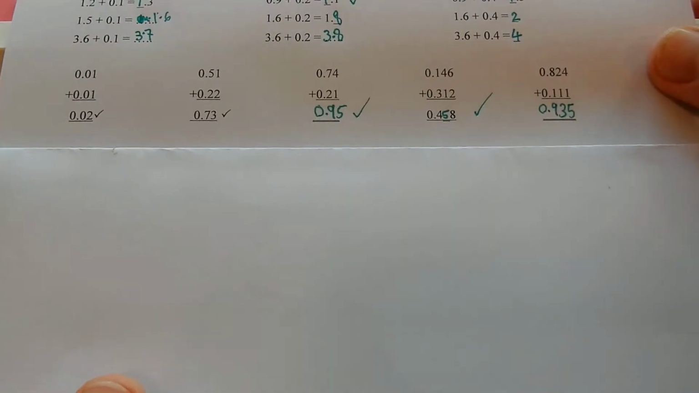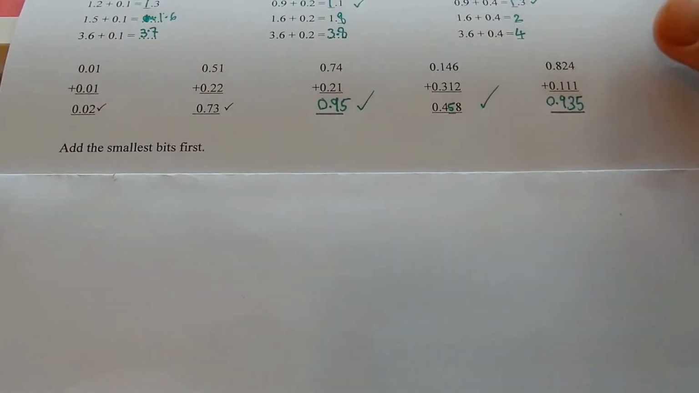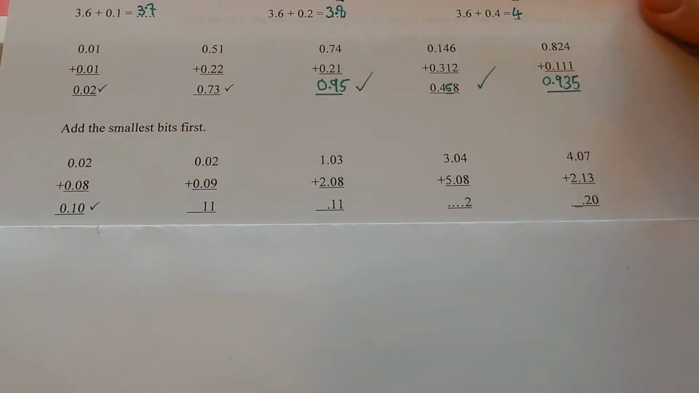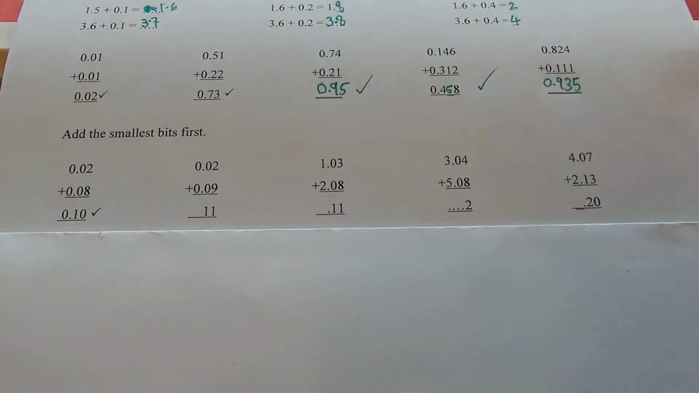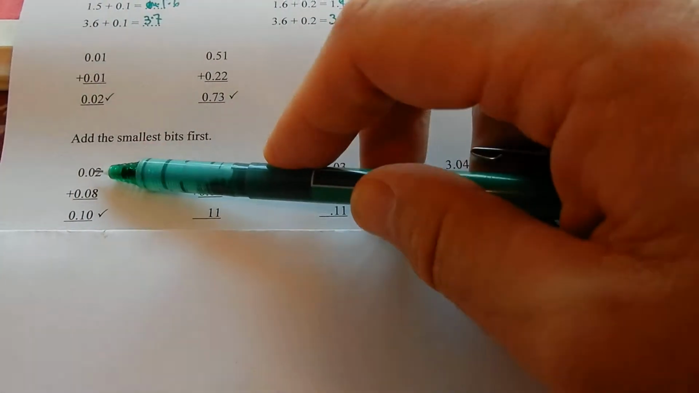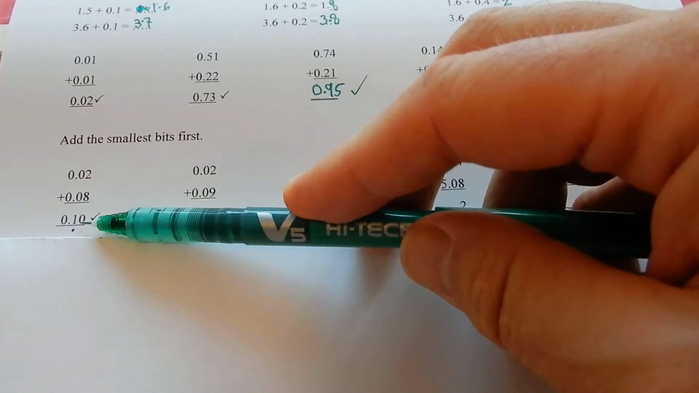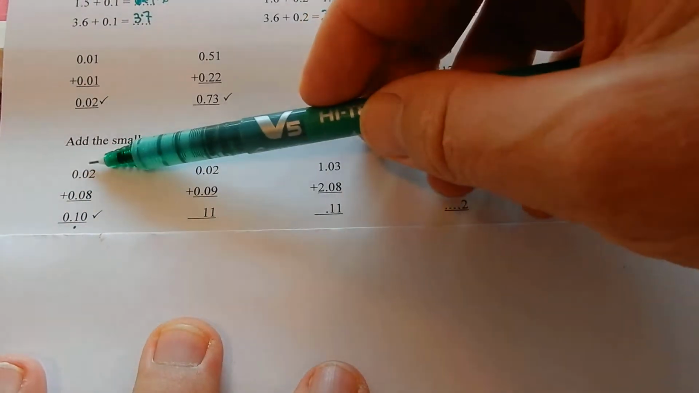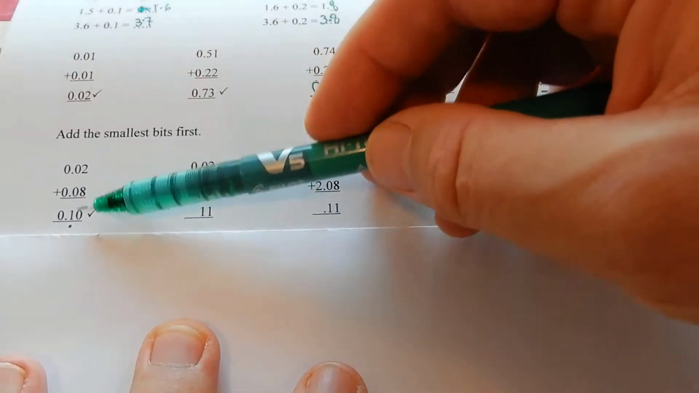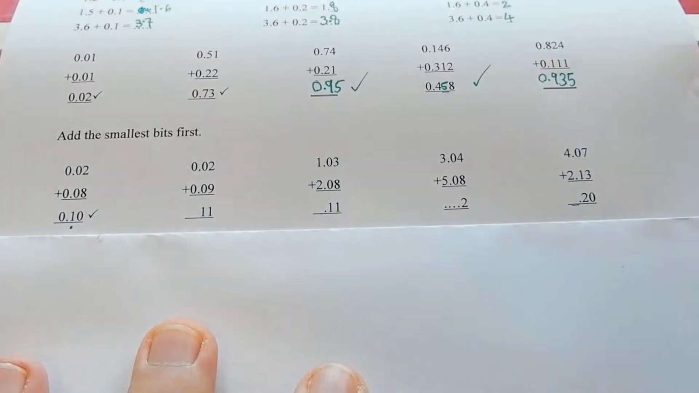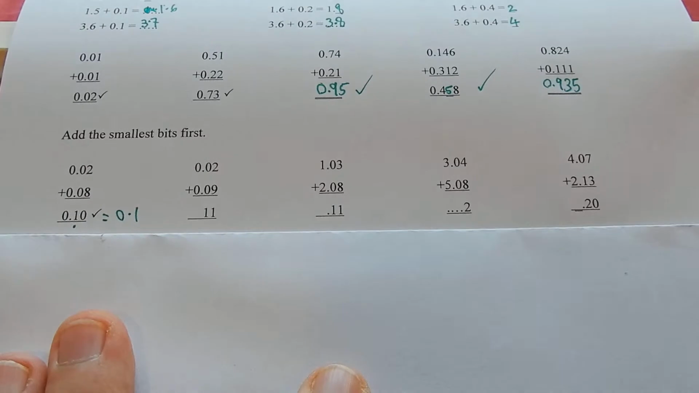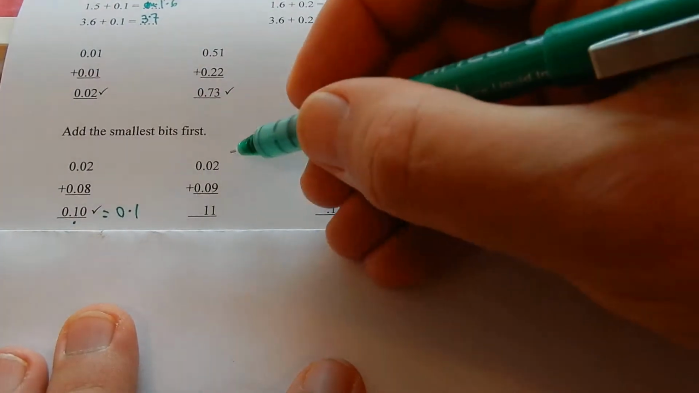Just like adding normal numbers, adding decimals. Add the smallest bit first. Yeah, just like normal numbers, you always add the smallest bit first so you can carry over. 2 plus 8 is 10. So the 1 sort of carries on to the next column, 0.1, because it's 0.02, 0.08, 0.10, which equals 0.1. Your calculator will automatically change it to 0.1.